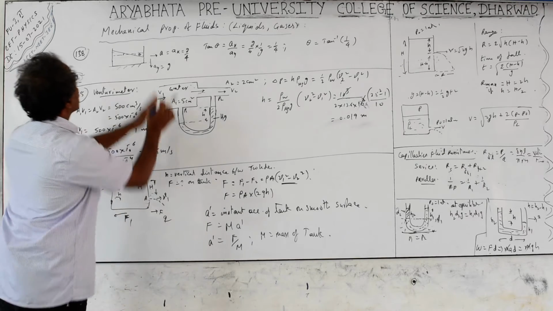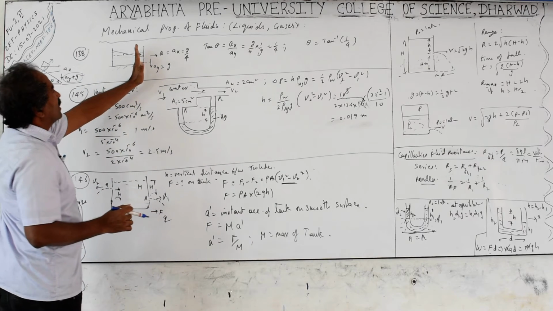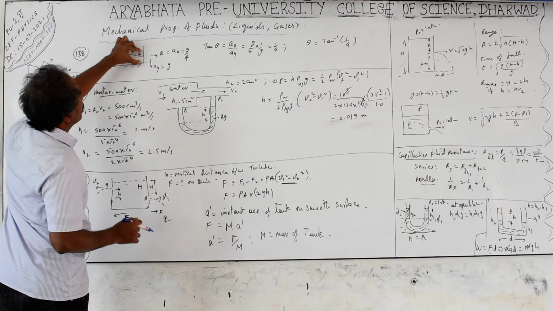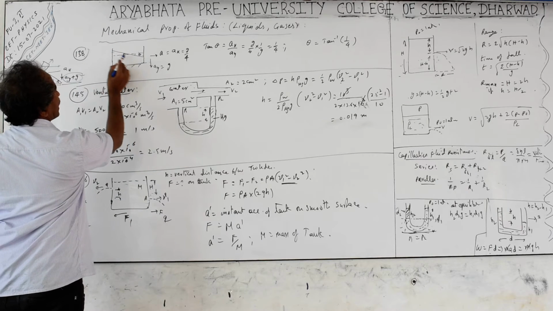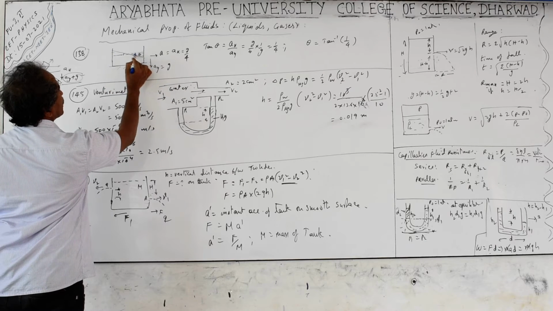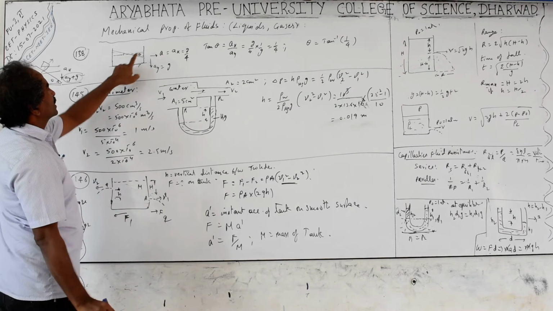When it is accelerating in the forward direction, due to inertia, the pseudo force acts on the liquid and pushes it in the backward direction. So the level increases on the back side compared to the front side, and the surface is inclined. Even if uniform acceleration is there, the surface is inclined at angle theta with respect to the horizontal. That theta they will ask you.